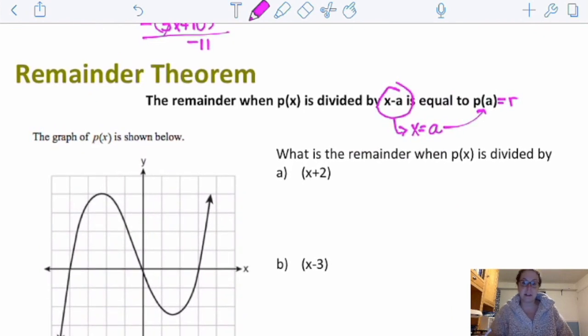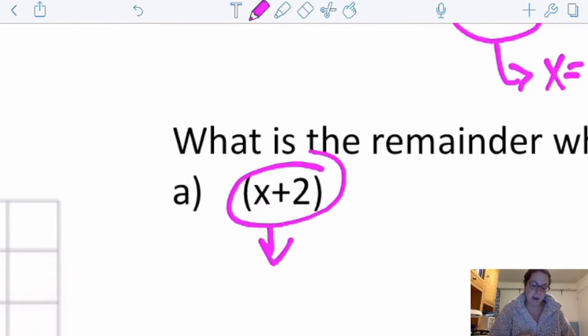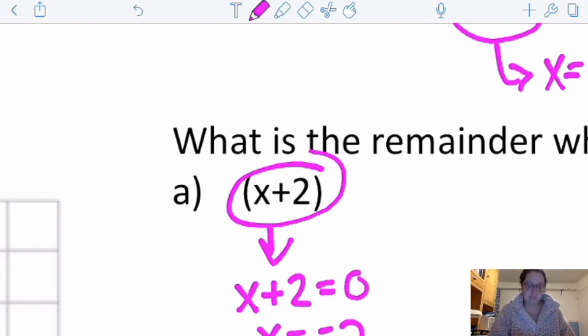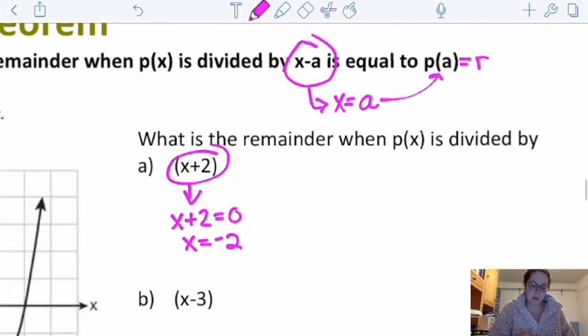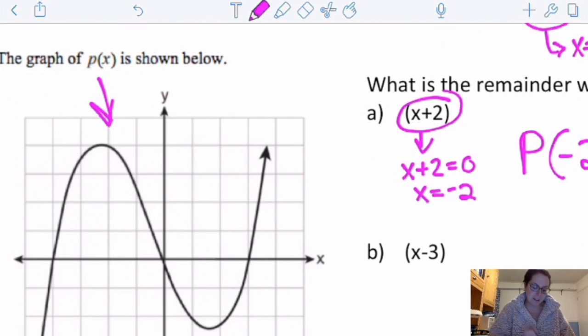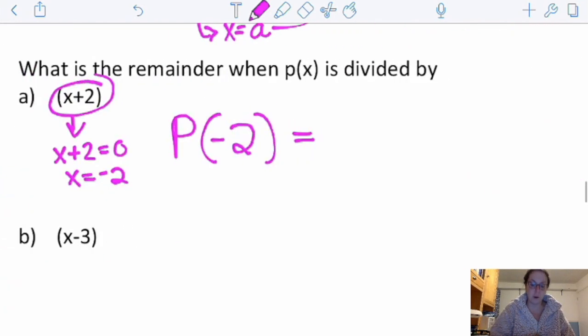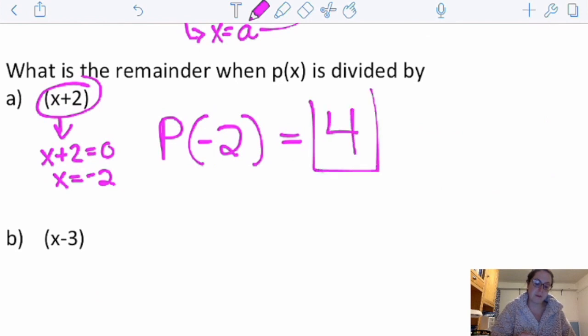They'll say, what is the remainder when p of x is divided by a given expression? And this is p of x in my picture. So I'm dividing p of x by x plus 2. Notice I do not have a formula for p of x. So instead, the 0 of that is negative 2, and I'm going to find the remainder by evaluating p of negative 2. Look at your graph. At negative 2, this equals 4. So the remainder would be 4.